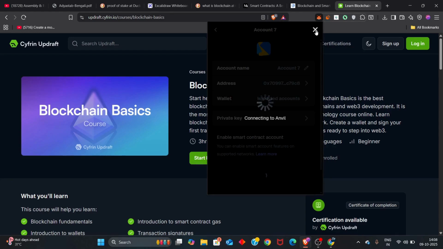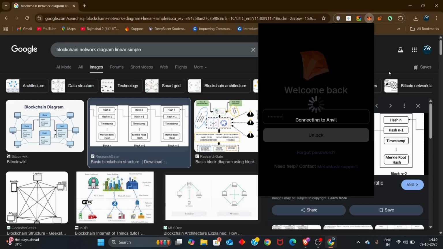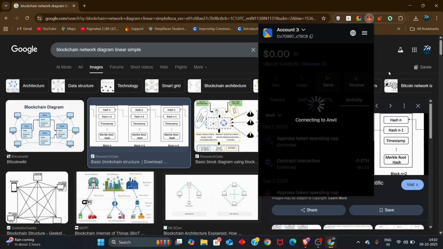A minute. This is connecting to Anvil so much, because I was developing in Anvil. Anvil is just a local development tool that we use. It keeps connecting to Anvil and I cannot do anything. I'm trying to cut it, but this is not working. As you can see from here, you can see the private key. Let it take some time.